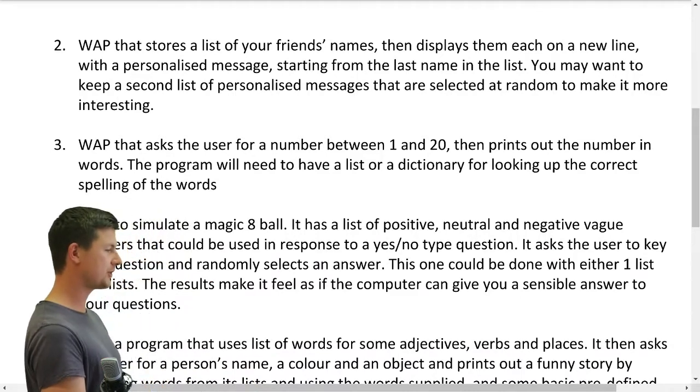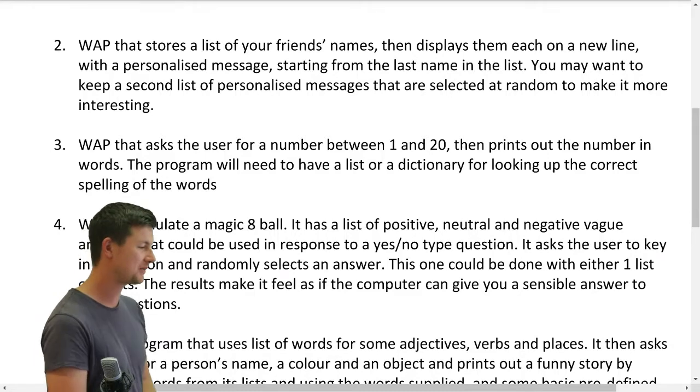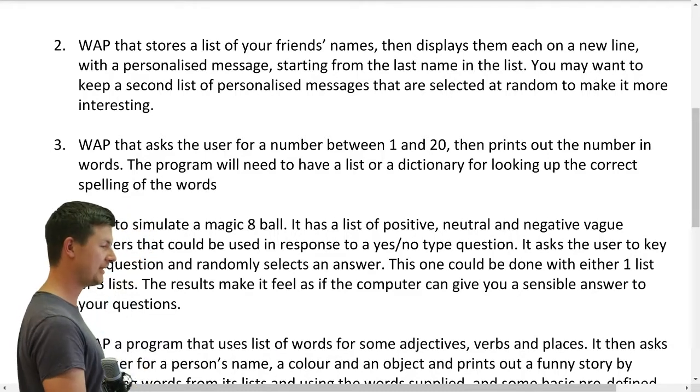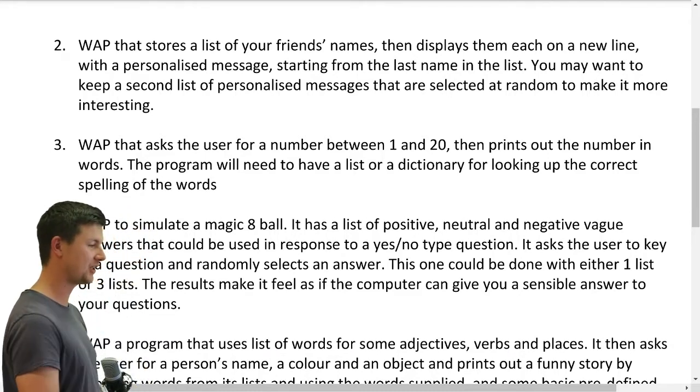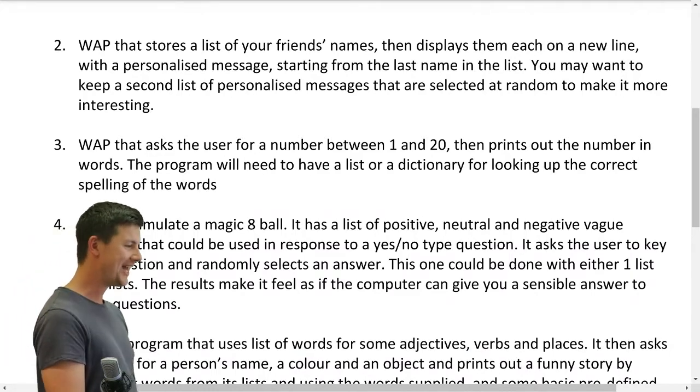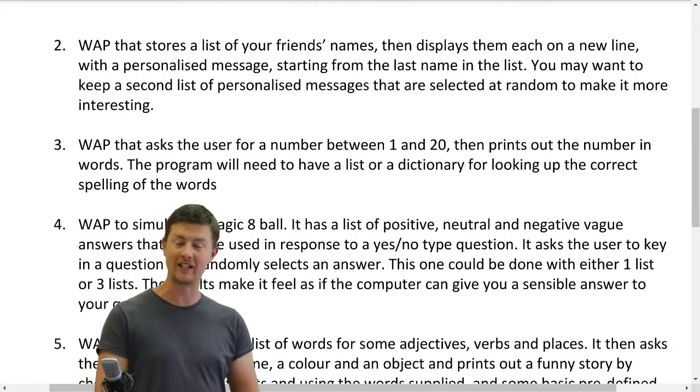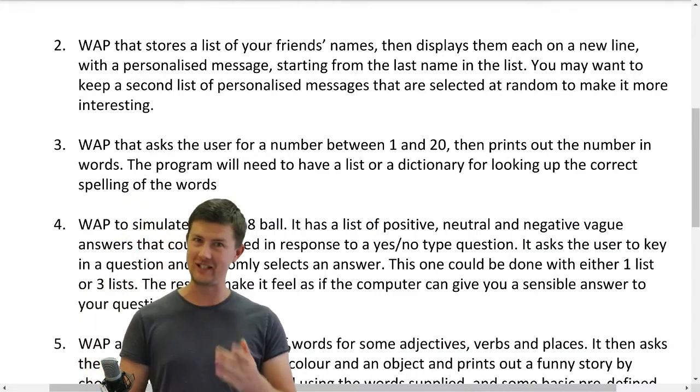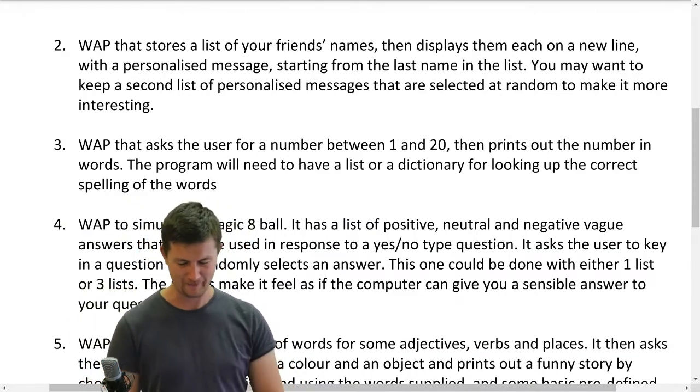Write a program that stores a list of your friends' names, then displays them each on a new line with a personalized message. Starting from the last name in the list, you may want to keep a second list of personalized messages that are selected at random to make it more interesting. And if at the moment you're thinking of making an empty list, make some names up, all right? Okay.